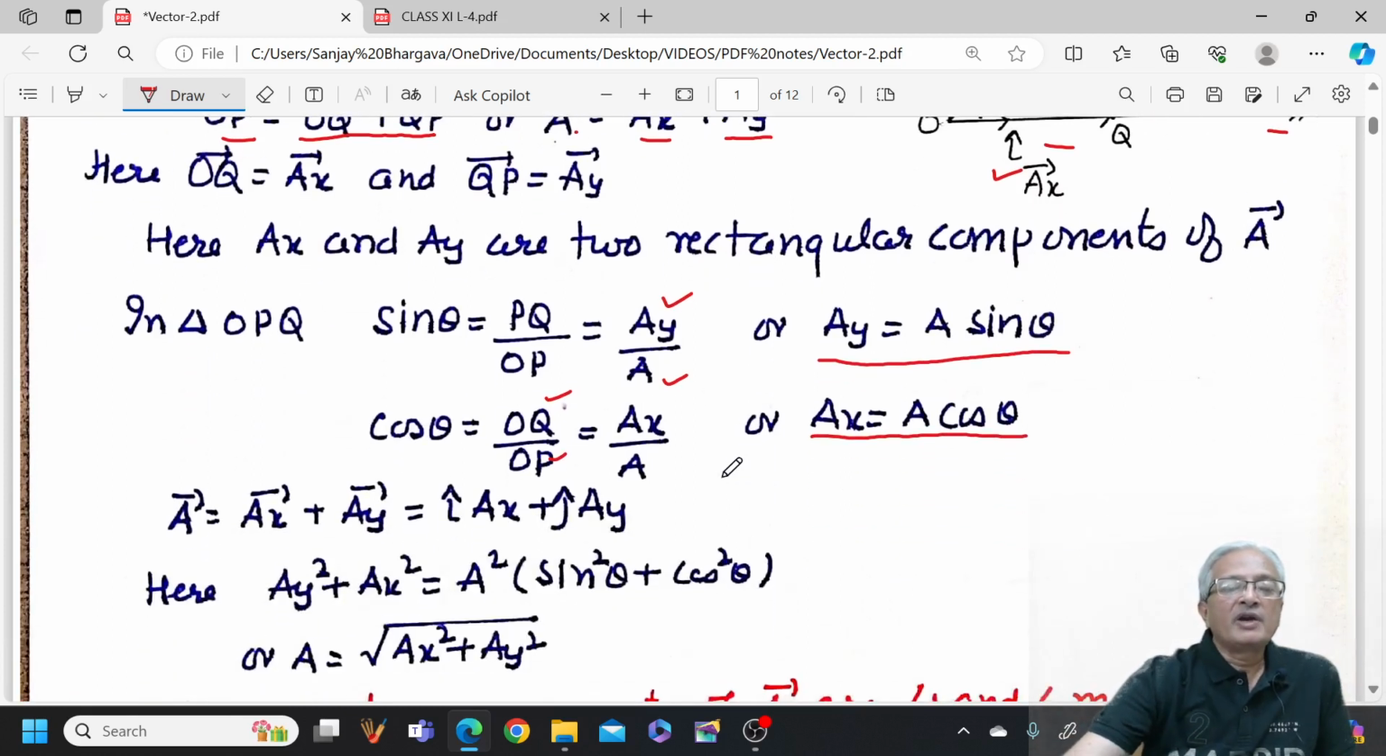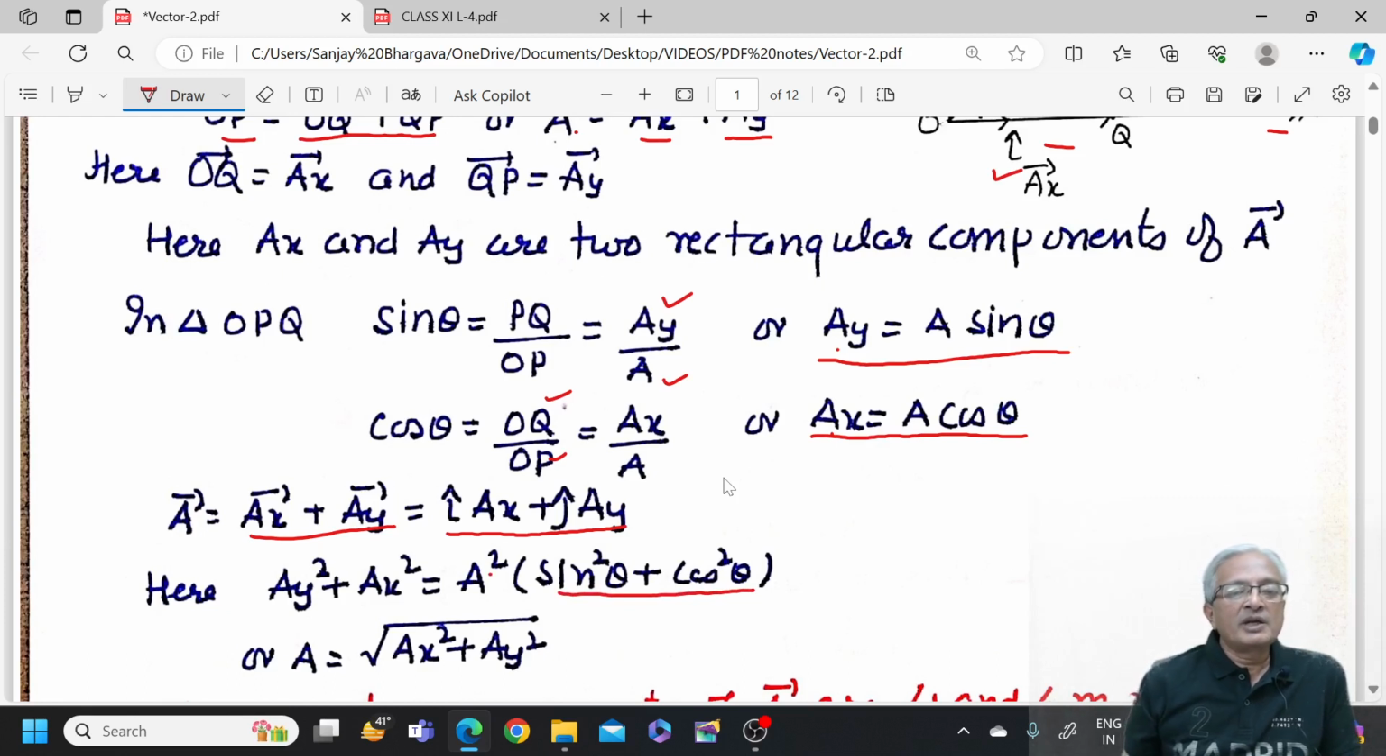Now A vector is equal to AX plus AY, so I can write it as i of AX plus j of AY. Now AX square plus AY square is equal to A square into sine square theta plus cos square theta, which is 1. So the magnitude of A vector can be written as under root of AX square plus AY square.